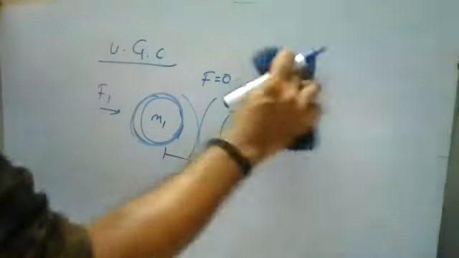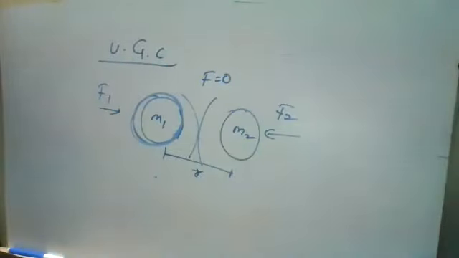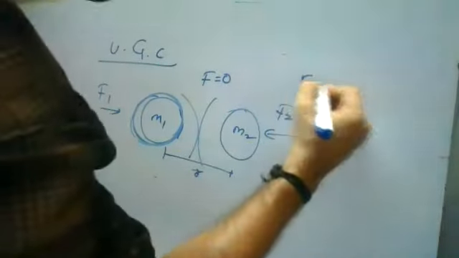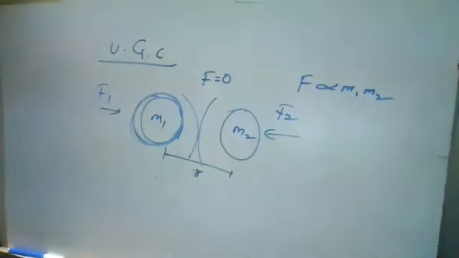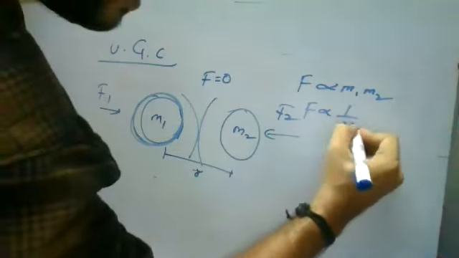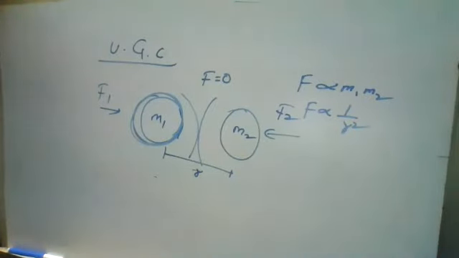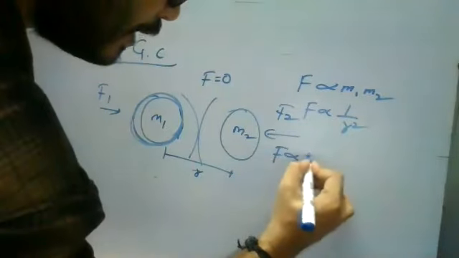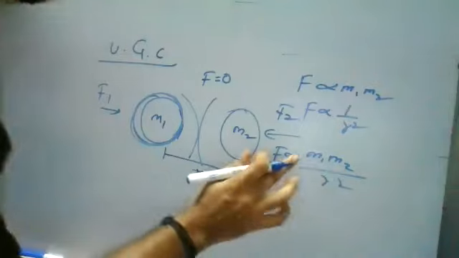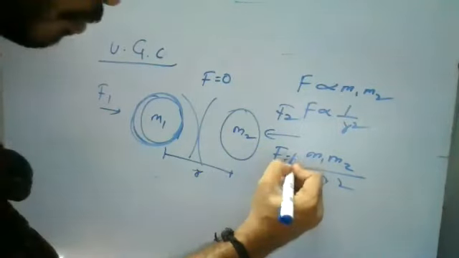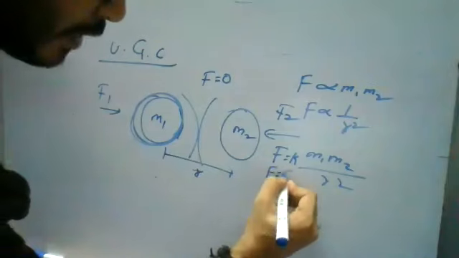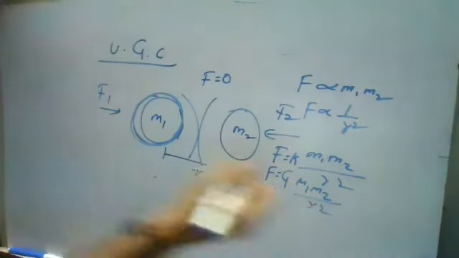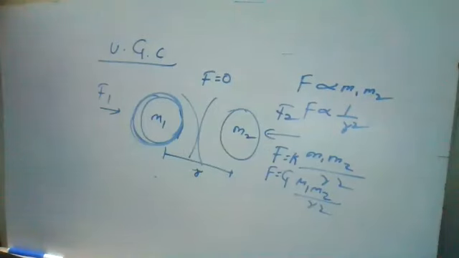So when we discuss the forces with respect to the distances, the relation will be: F depends upon the masses. F is proportional to M1 and M2, and F is inversely proportional to 1 by R square. Combining these two, F is proportional to M1 M2 by R square. Removing the proportionality and making it a constant K, this K is nothing but capital G, so F is G M1 M2 by R square. This capital G is your universal gravitational constant.